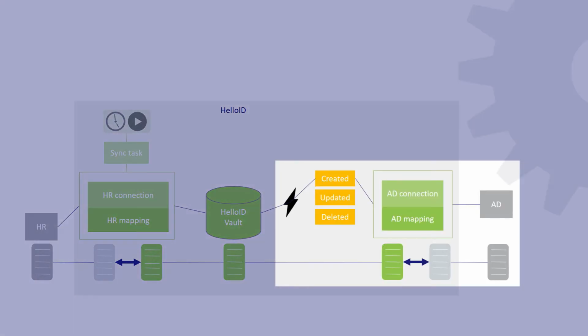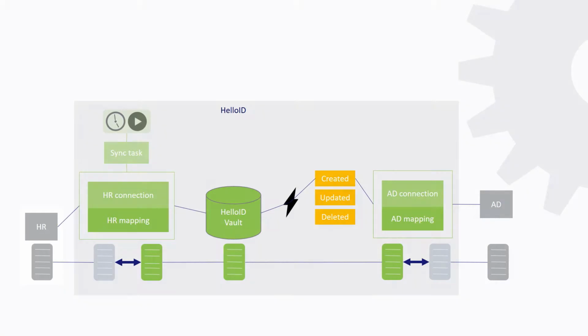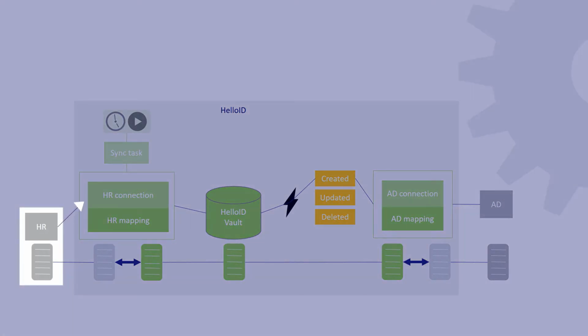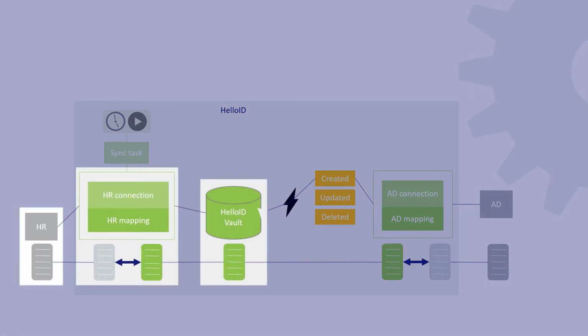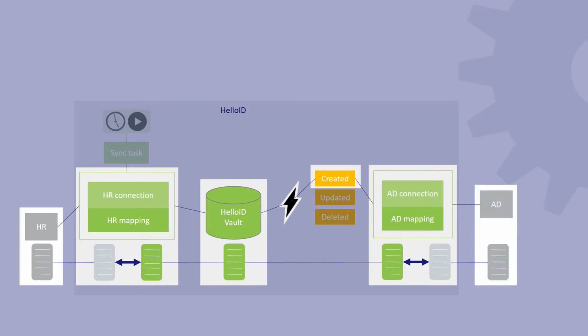And we are now on the right side of the presentation. Let's go into this side. We started with a new user in HR. The information was transferred to the vault, and that triggered the creation event for a new user account, which was automatically triggered and not a scheduled task or automatic sync. Finally, a connection to the AD and the mapping being executed and the creation of the AD account based on information from the HelloID vault.